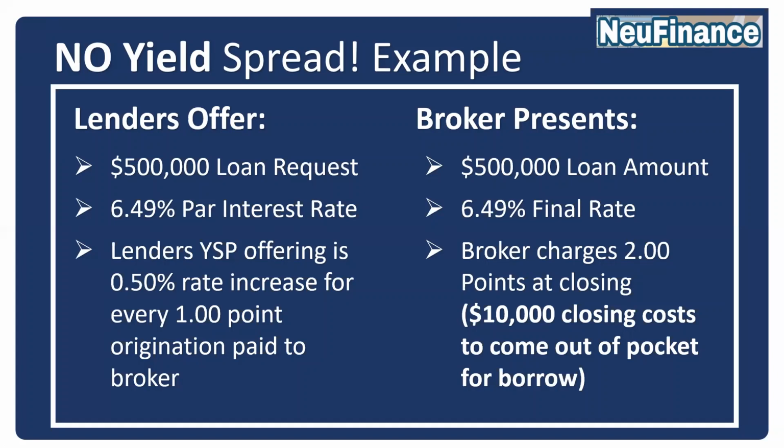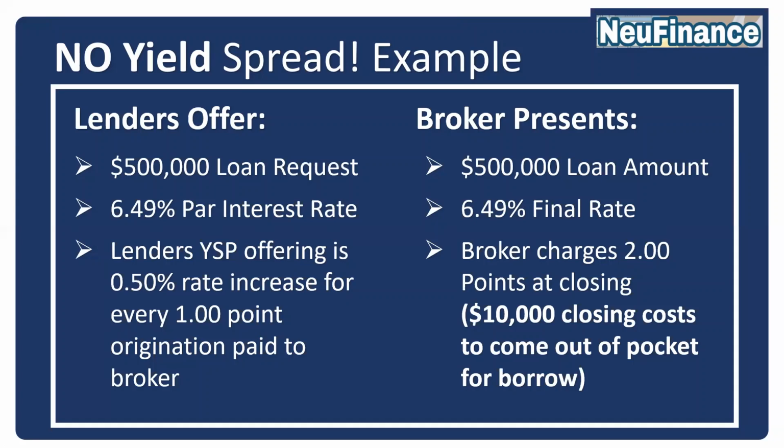So anyways, in this case, the broker is charging points on the front end, and that's going to cost the borrower $10,000 in closing costs. That's going to come out of the borrower's pocket to close the loan. Now, the borrower might not actually have this $10,000. So it's very important as a broker to have the awareness of how much money the borrower has to put down, because you don't want to get to the closing table and the borrower says, hey, I can't pay for this, and the deal falls apart.